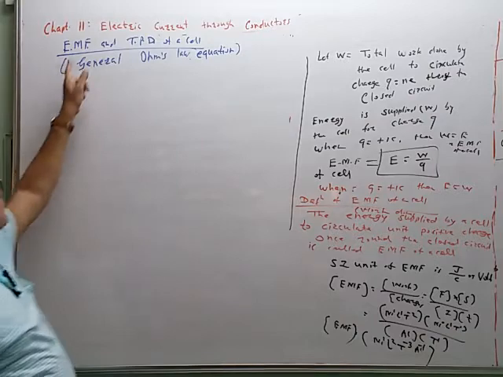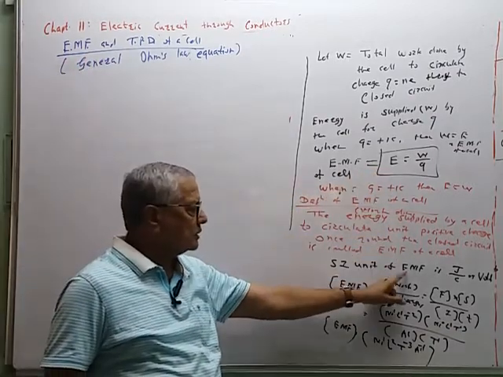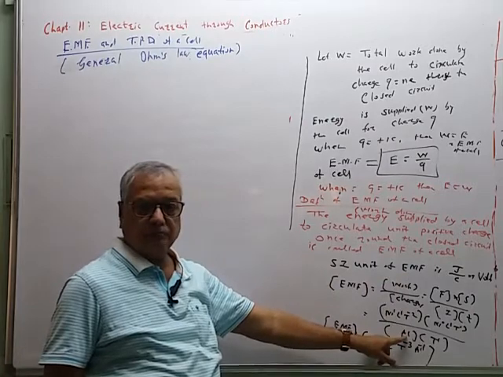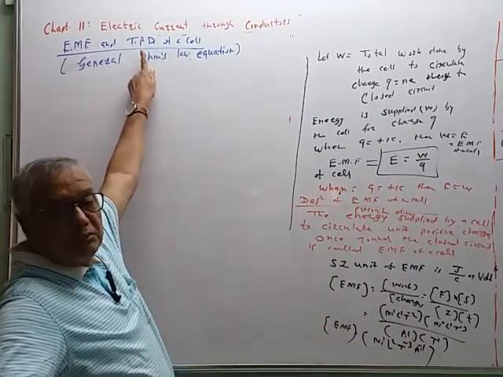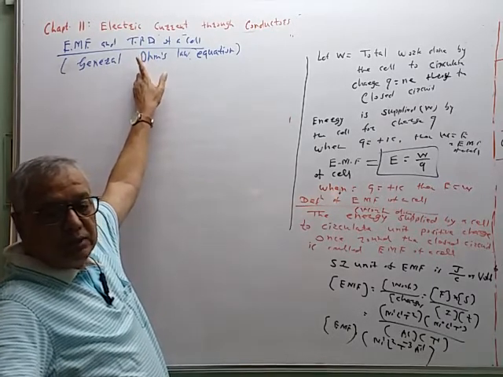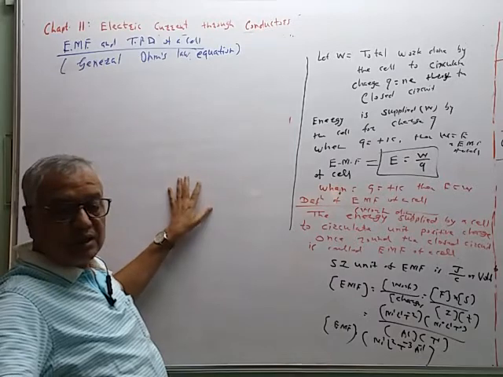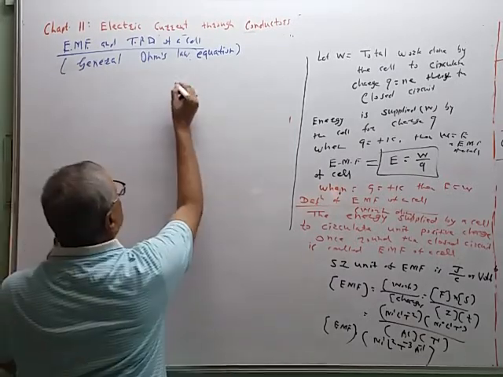So now we know the term EMF of a cell. This is the formula, this is the definition, this is the unit and dimension. Now let us see one more term, terminal potential difference of a cell. What is the relationship between them? So we are using the same circuit arrangement. So the circuit diagram is like this.